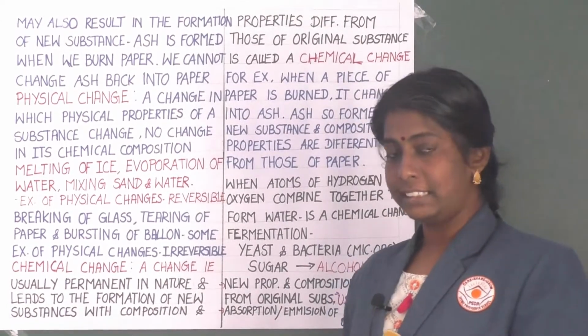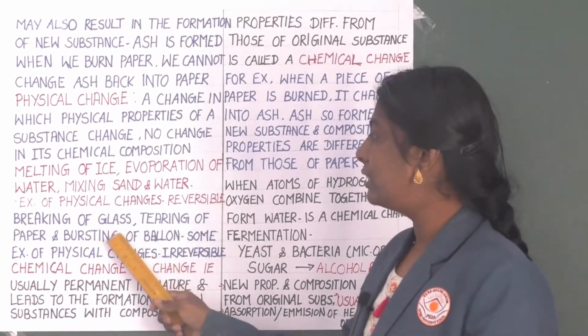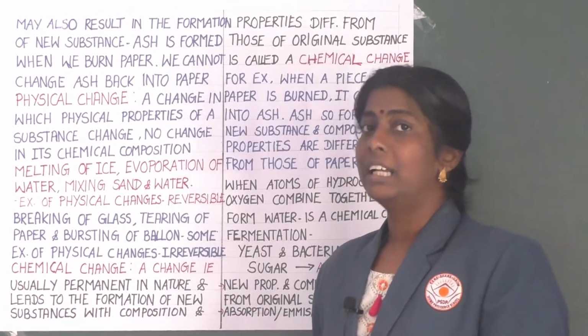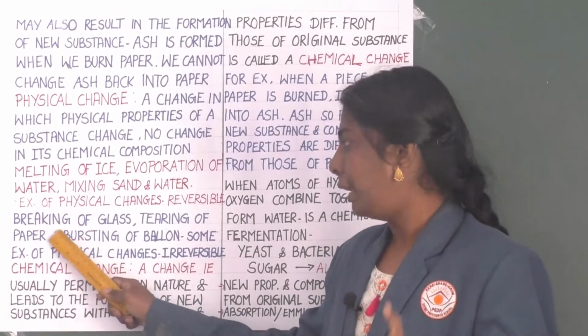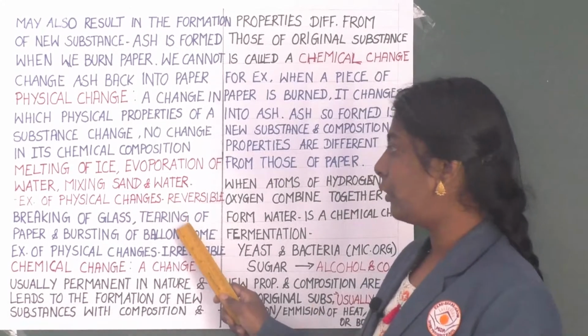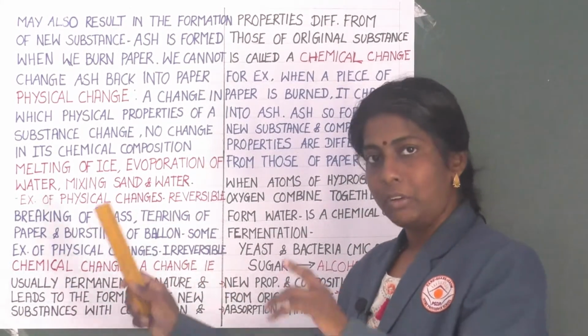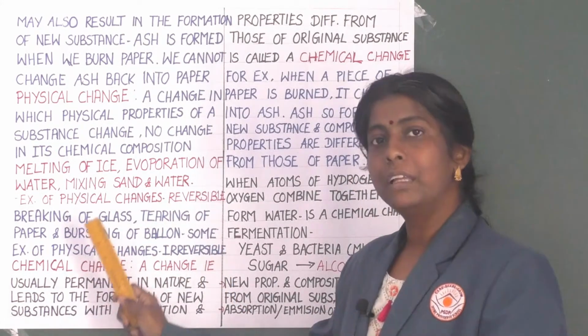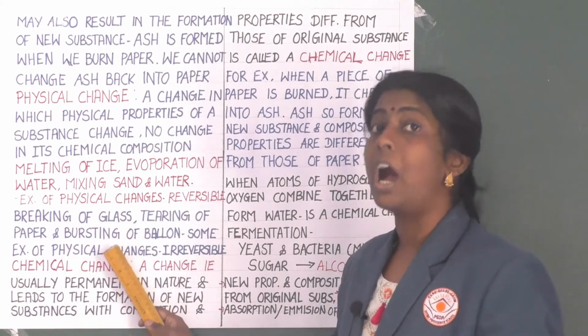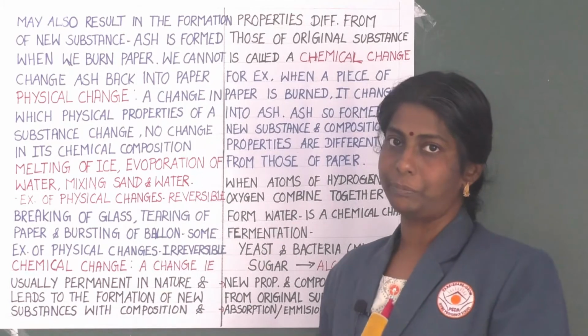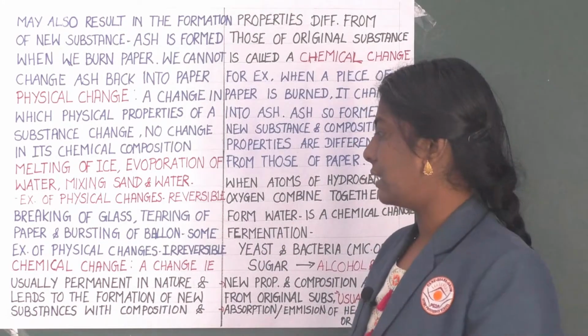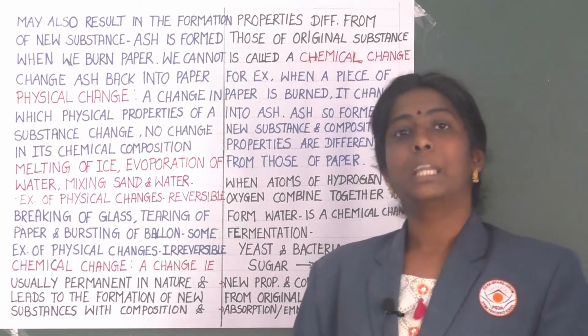And the next type is irreversible physical change. For that, examples are breaking of glass, tearing of paper and bursting of a balloon. These are examples of physical changes which are irreversible. Clear? Yes. Next thing is about chemical change.